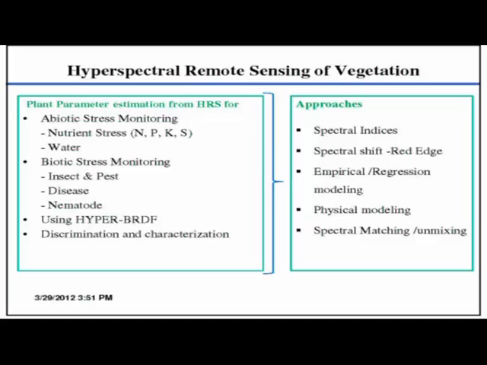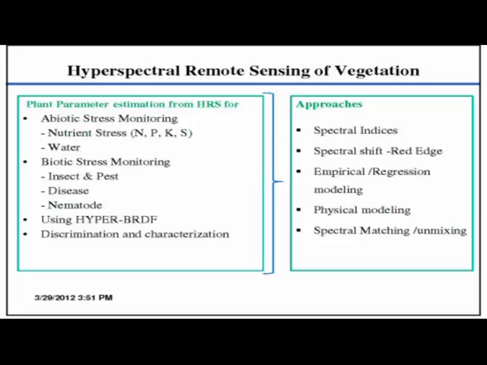Now coming back to the potential of hyperspectral remote sensing with vegetation, this is the content which I am going to show over time. What plant parameter estimation can we do with hyperspectral remote sensing? Mainly monitoring, that is nutrient stress, water stress, abiotic stress monitoring. Then biotic stress monitoring, that is insect pests, disease or nematodes. Then a concept called hyper BRDF that we are going to discuss in detail. Then how to discriminate different crops, and also crops at different stages. If a crop is standing, then varietal discrimination, and how to characterize them in detail for different purposes.